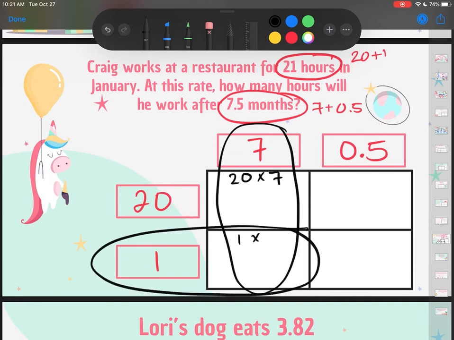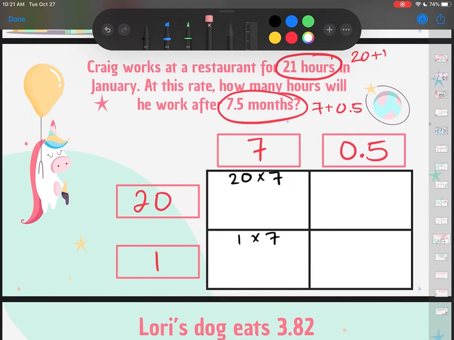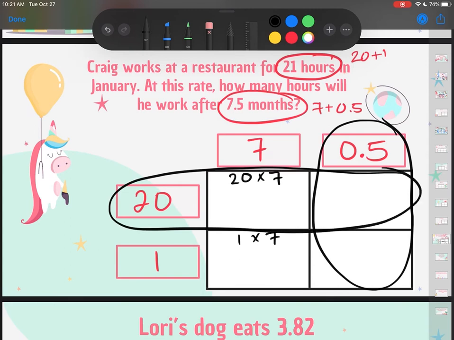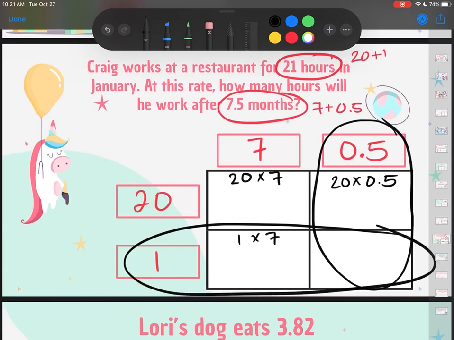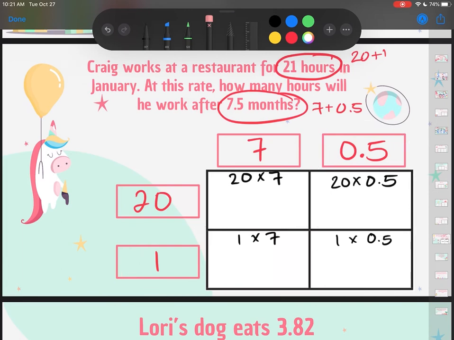Still in my 7s column, but now I'm in my 1 row. That's going to be 1 times 7. Now I'm in my 5/10 column, but my 20 row. So that's going to be 20 times 5/10. But now I'm still in my 5/10 column, but in my 1 row. So that's 1 times 5/10. And now I'm ready to solve.